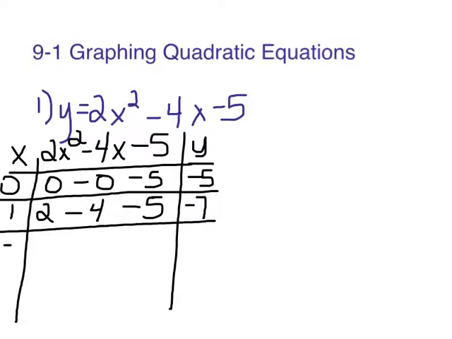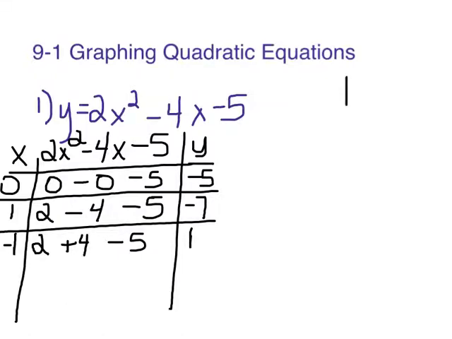Now let's plug in a negative 1. If we plug in a negative 1, we'll have negative 1 squared times 2. Negative 1 squared is 1 times 2 is still 2. Negative 4 times negative 1 will give us a positive 4. And we also have our negative 5. This will give us a positive 1.